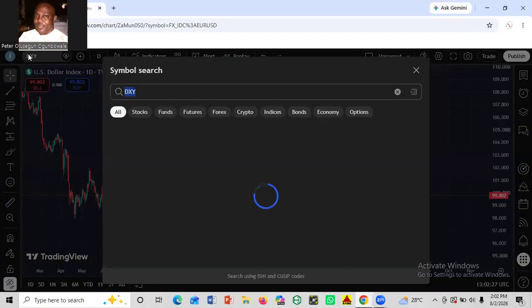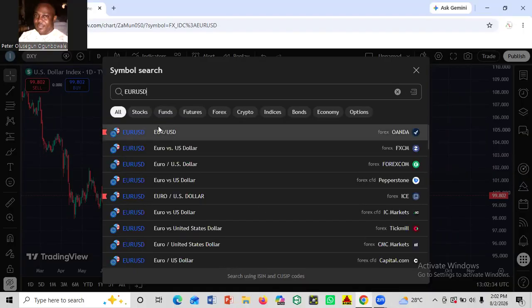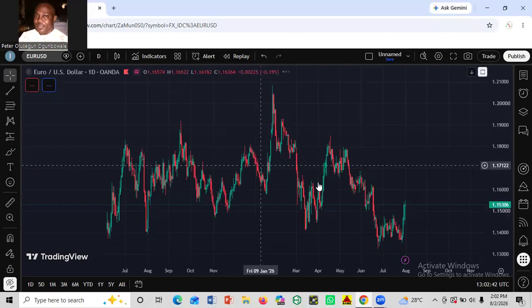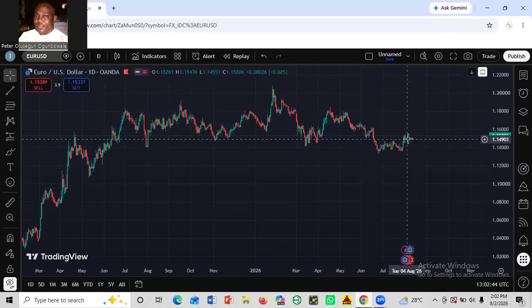if we go to euro dollar, price is doing something similar. So we can see this impulse also to the upside.